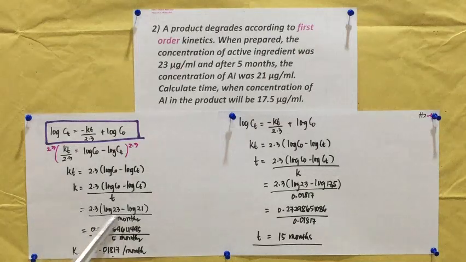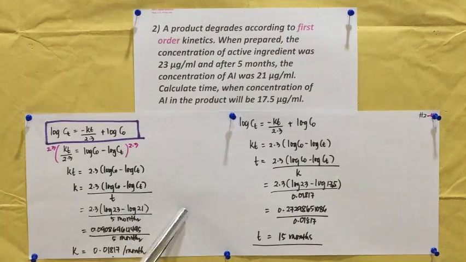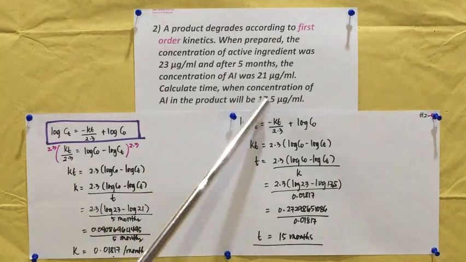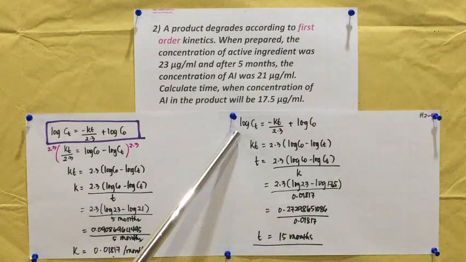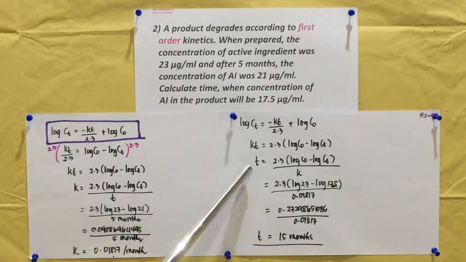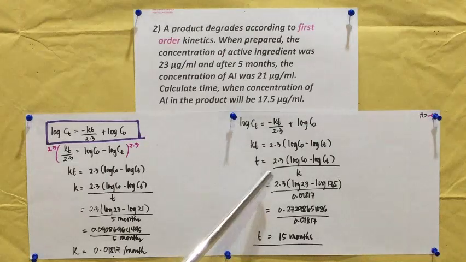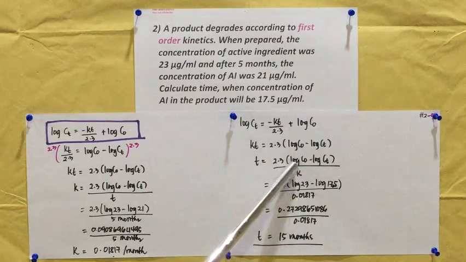Again, if you input this in the scientific calculator, you will get the value of 0.09086964495 divided by 5 months. So our K now is equivalent to 0.011817 per month. We can now proceed to look for the time when the product becomes 17.5 microgram per ml. Again, we will use the same formula, and from this same formula, we will derive how to compute for time. So time will be equal to 2.3 times the log CO minus log CT divided by K.